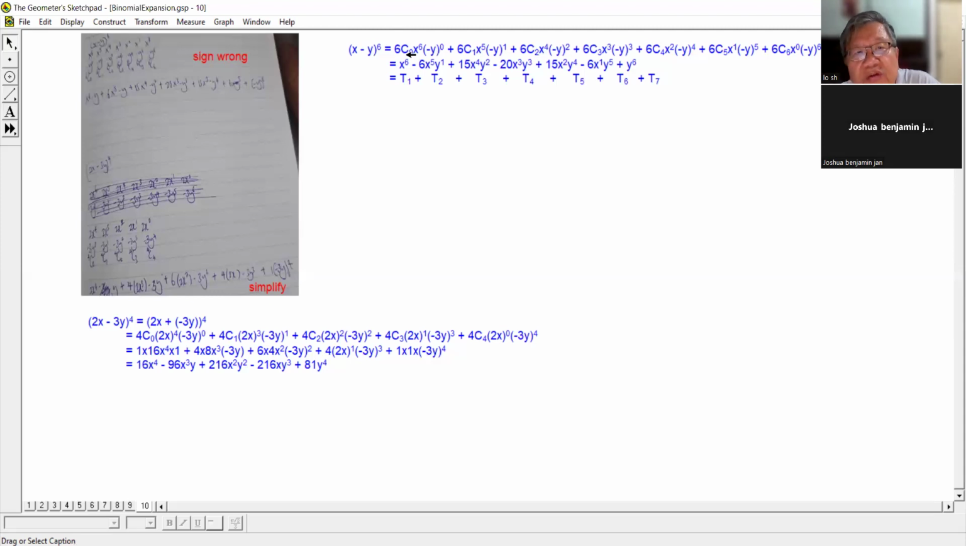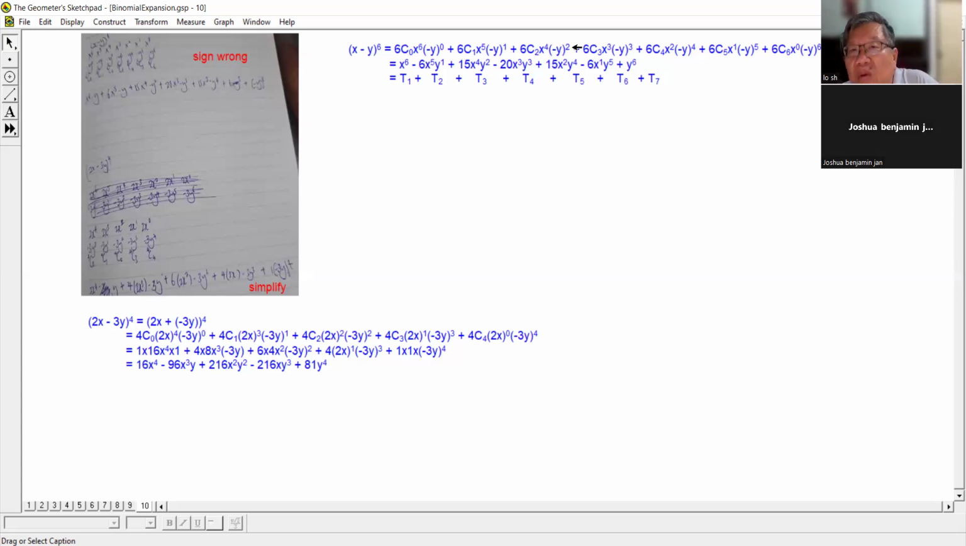Then if you have 6c0, the b will be raised to the power of 0. These two follow one another, right? So this will be 0, then 6 minus 0 will be 6. Then 6c1, so this one will be negative y raised to the power 1. Then what is the x power? It is 6 minus 1, which will be 5.